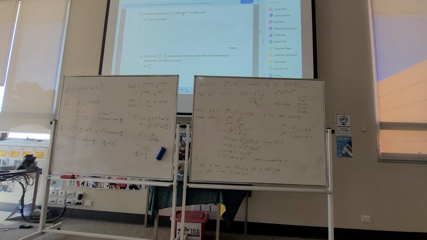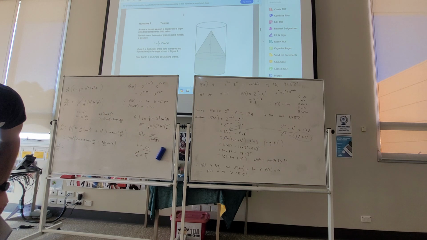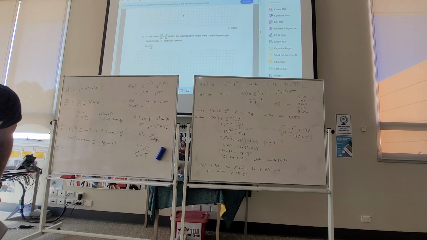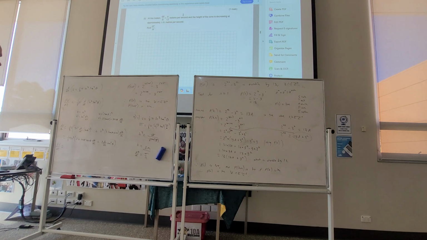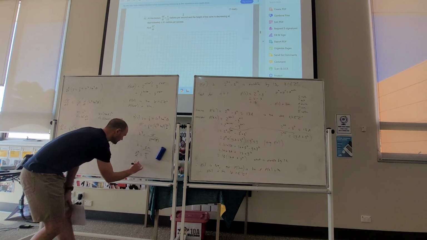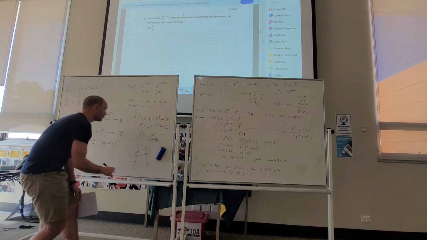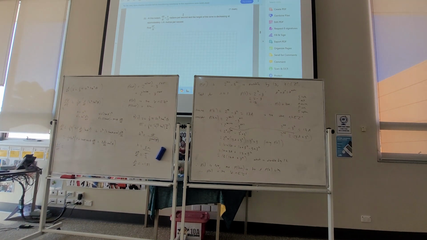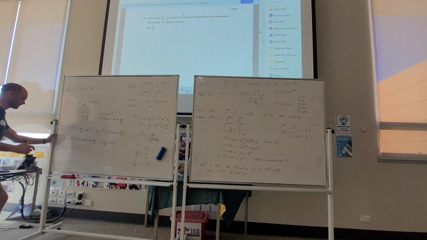So the height of the cone is decreasing. How does that work? That's because it's moving up. Yep. So dh on dt is a negative value. dh on dt, because it's decreasing, is minus 1.81. Excellent. So all we're going to do then is substitute all of these values into our equation here.